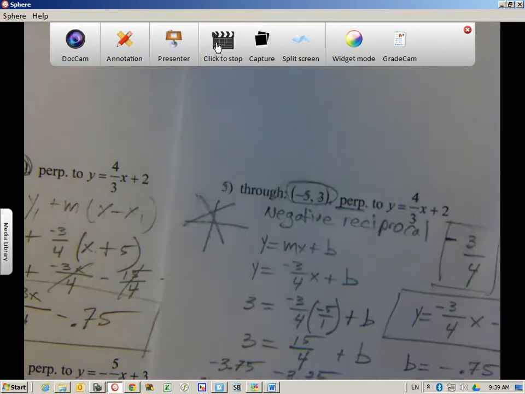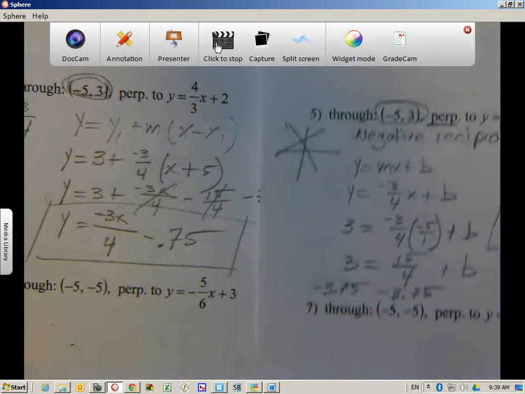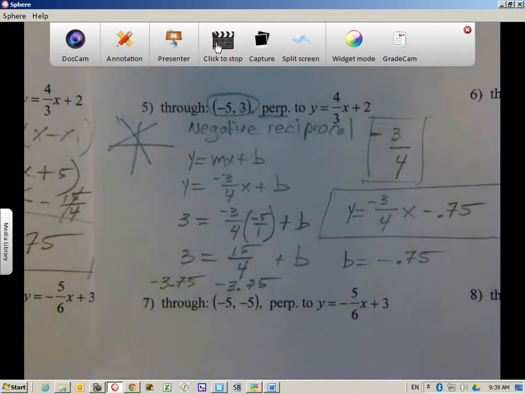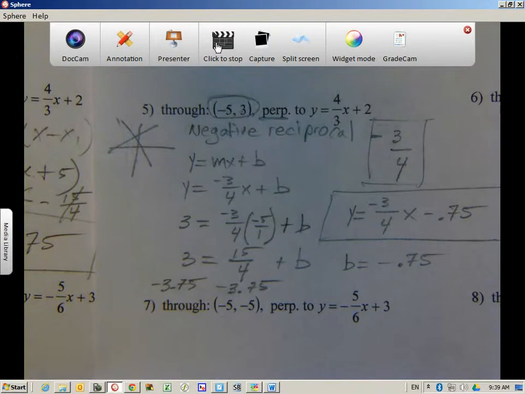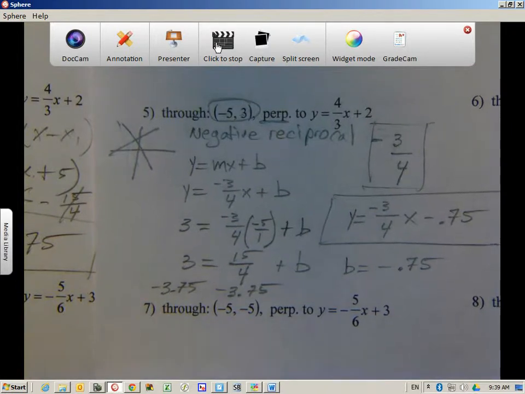There we go. Slope-intercept form. And in both cases, I have y equals negative 3 over 4x minus 0.75.